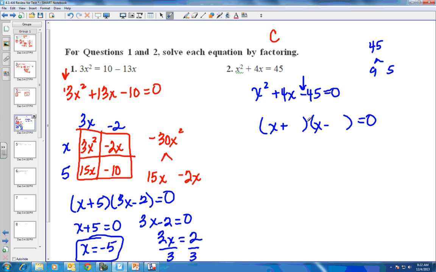My 9 goes with my 4. Okay, my 9 goes with the plus sign, and 5 goes with the minus sign because I need a positive 4. 5, sorry. That's a 5. Now set each factor equal to 0. So x equals -9 and x equals 5.